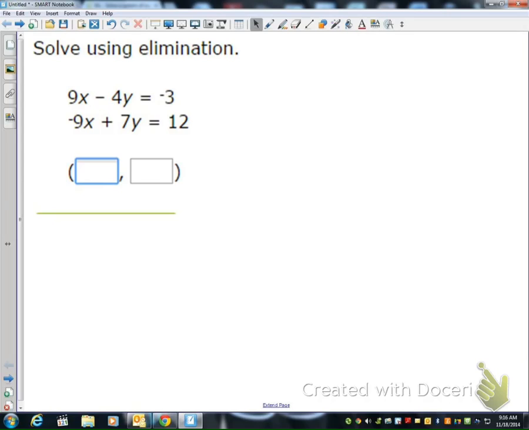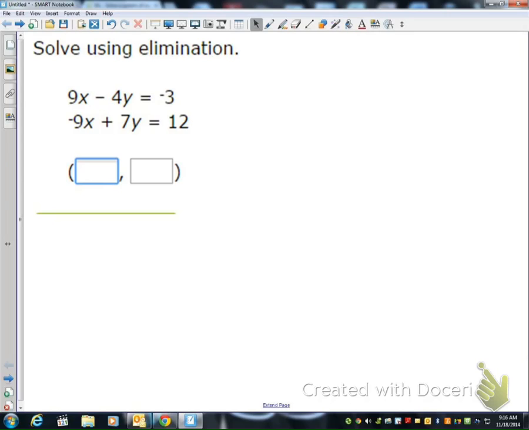Okay. Also, if I were going to solve this one by substitution, what about this makes it a big pain? There's no variable that's alone. There's no variable that's by itself, right? Which means if I were going to solve it for x here, I would first have to add 4y, and then divide by 9, which is going to give me a fraction because 4 and 3 are not divisible by 9.